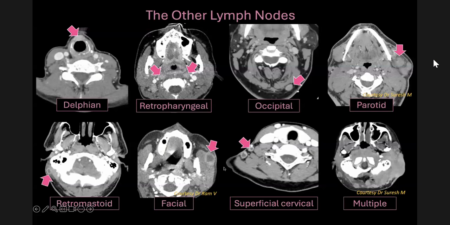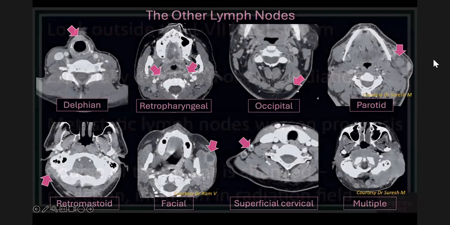I recently saw a case of a facial lymphadenopathy from a parotid cancer. I actually also posted it on the WhatsApp Cortex Club group. They had a big parotid cancer with a perineural tumor spread and an enlarged necrotic facial lymph node. Then superficial cervical lymph nodes, and then you can have multiple lymph nodes in systemic malignancy.